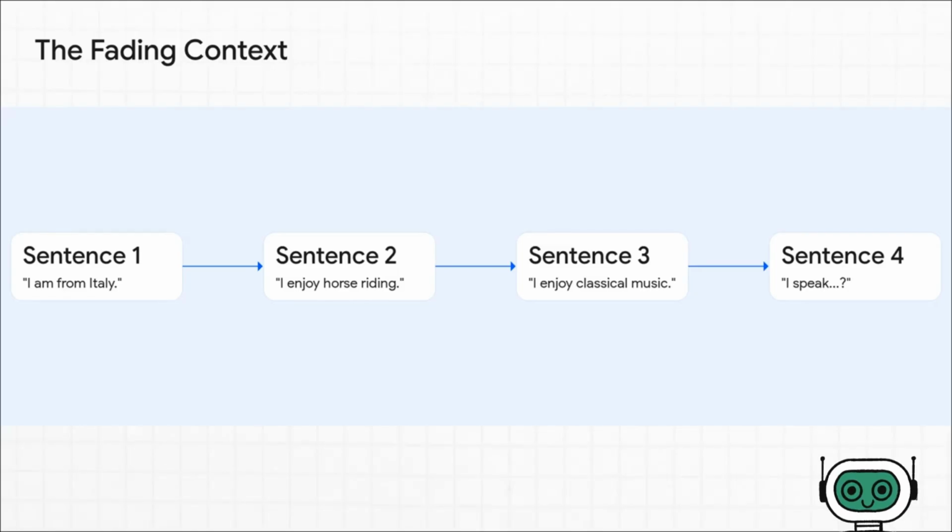Okay, so imagine a model is reading this text. It reads, "I am from Italy," then a few more sentences. By the time it gets to the very end and has to predict the next word after "I speak," that key piece of information from the start, Italy, has basically faded from its short-term memory. It really struggles to connect the end of the text to the beginning. This is what we call the long-range dependency problem. The important context just gets lost over long distances.